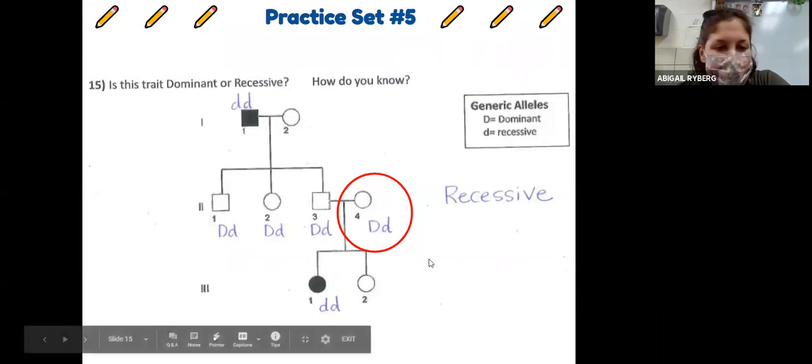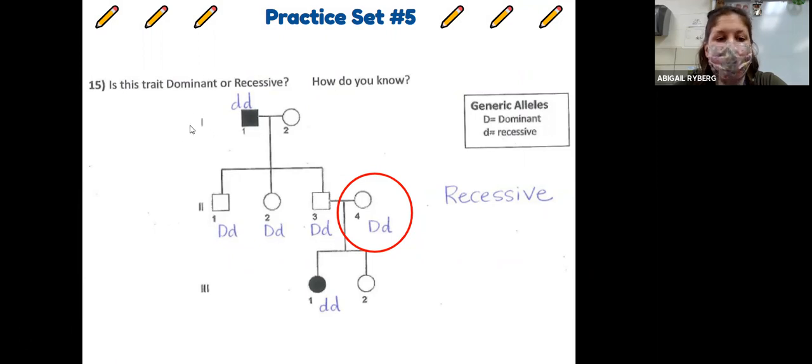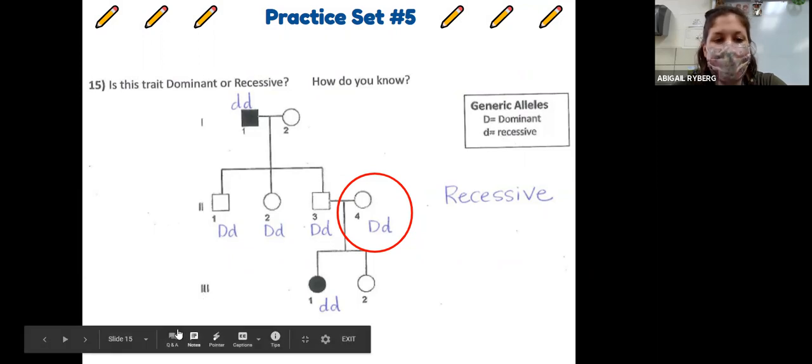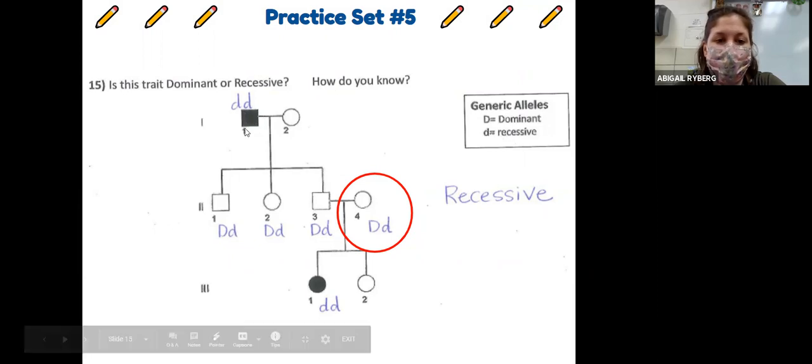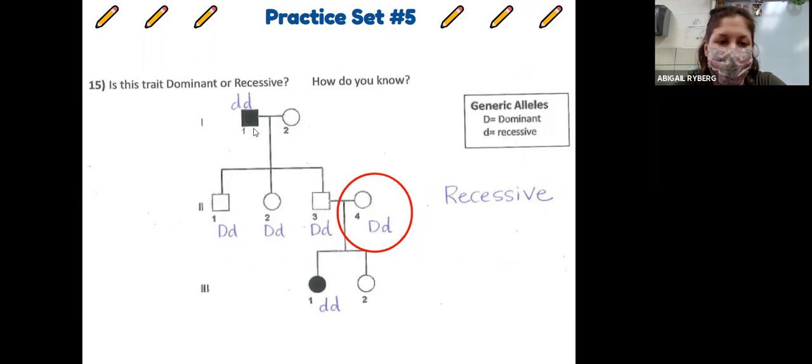Actually, this is a good reminder. If you notice how this pedigree has been labeled, we label the generations with Roman numerals. So here's generation 1, generation 2, and generation 3. And then in each generation, we number each individual with a number from left to right. So here's person 1, person 2, person 1, 2, 3, 4, and so on.